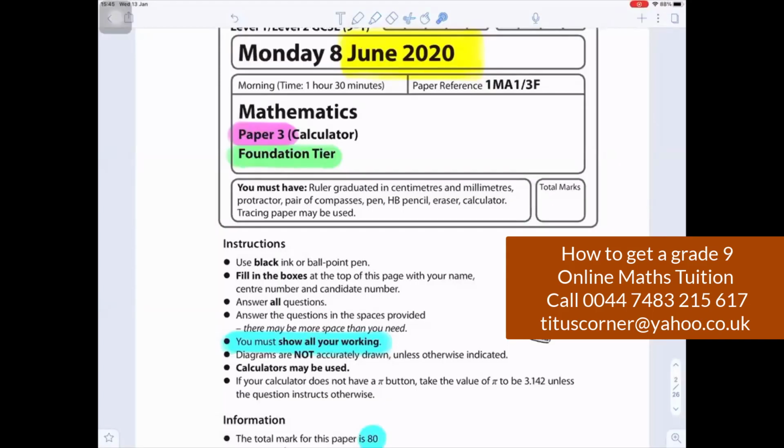Monday, 8 June 2020. Mathematics paper 3. It's a calculator paper, foundation tier. You must show all your working. Very, very important. And the total mark is 80. And also to answer all the questions in this paper. So it's very important. And this paper is 1 hour, 30 minutes.